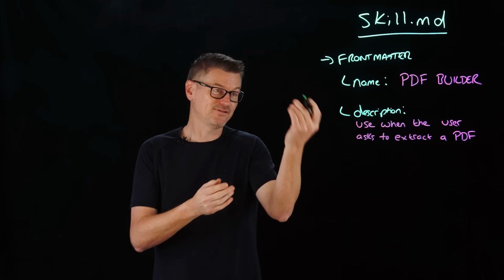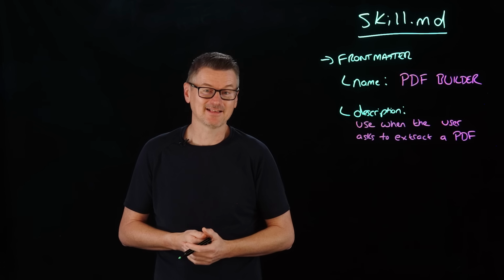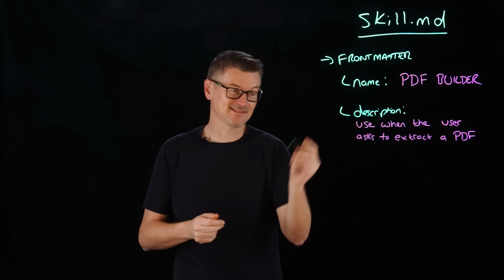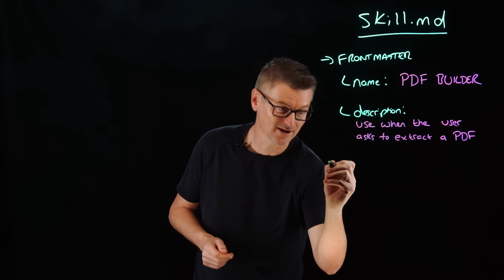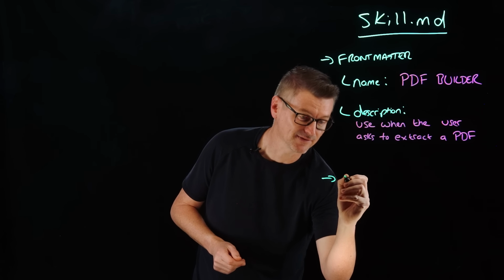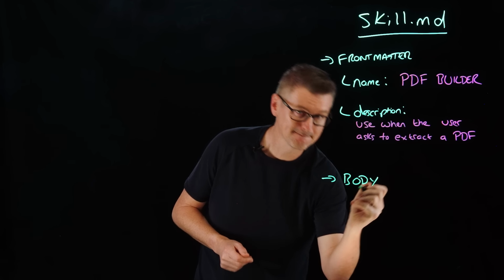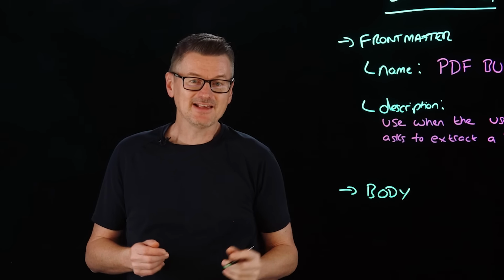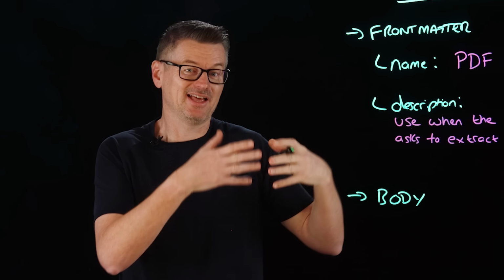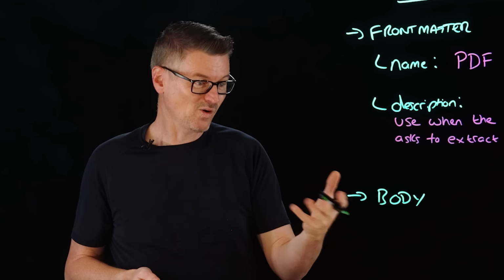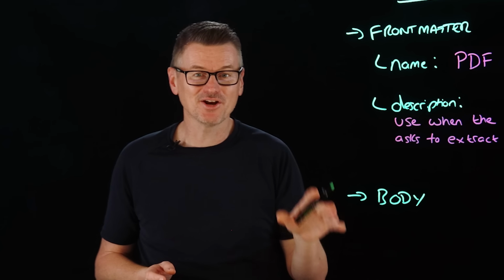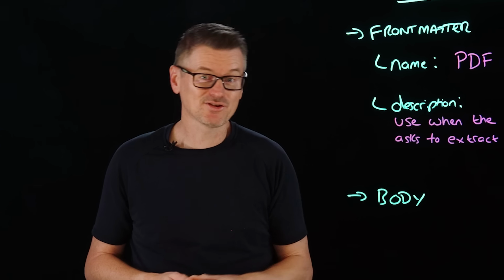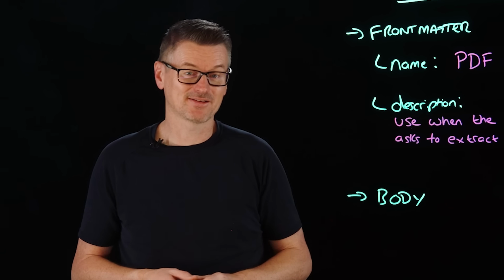Now, there are some other fields you can put into the front matter, like author and version, but it's name and description that are mandatory. Below the front matter, we also have the body. These are the actual instructions. These are the step-by-step workflows, the rules, the examples of input and output, whatever the agent needs to know to do the job, and it's just written in plain Markdown.